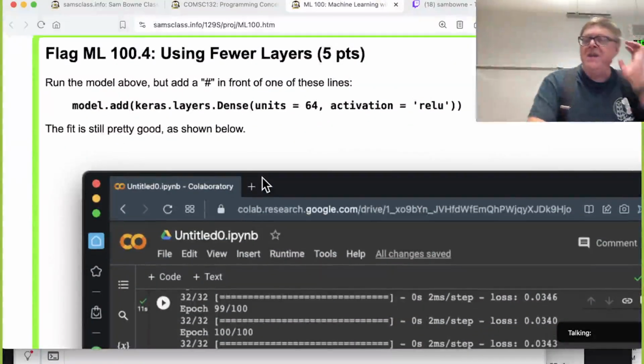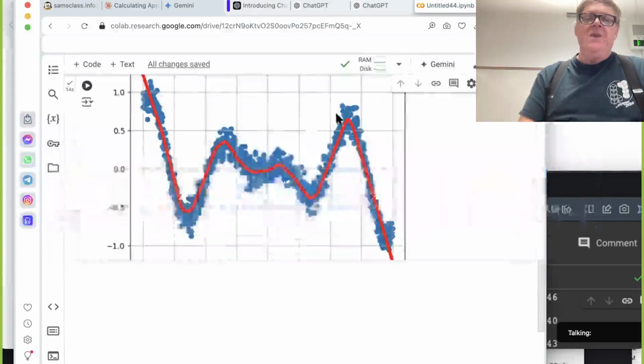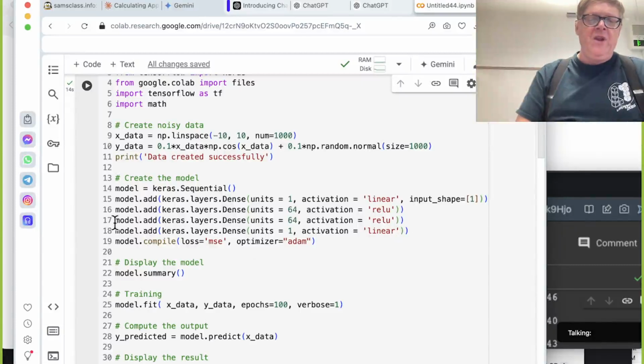And so now you can play games. We can try fewer layers. For example, we have 2 layers of 64. And they're just right here in the model. So if I wanted one layer of 64, I'll just comment out one of these.